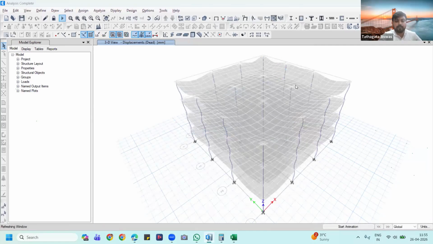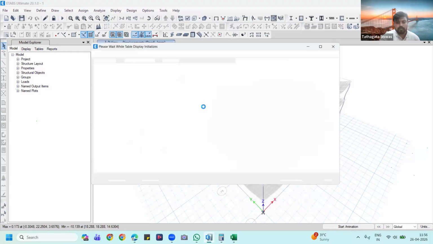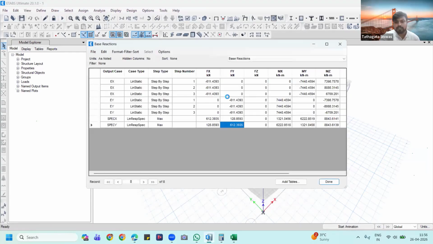Okay. Now you will see the same table. Now it has become almost the same, right? So this is 611, this is 612. So what we did, we took the EX value and we calibrated that with the Spec X value. What basically happened? The base shear which has been given along with the infill panels has come up with the dynamic.